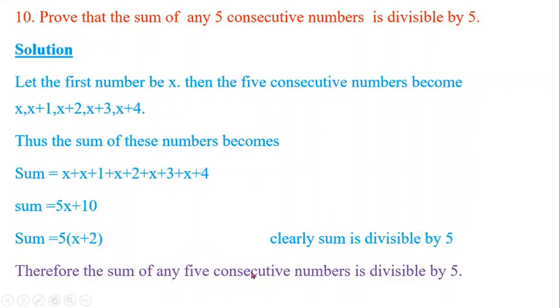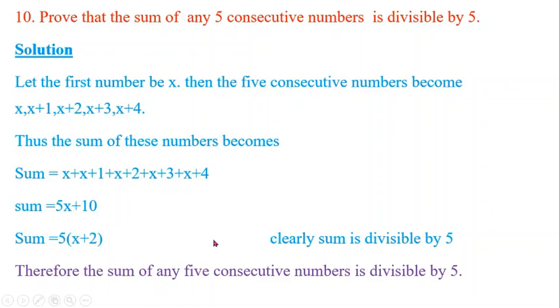Therefore, the sum of any 5 consecutive numbers is divisible by 5.